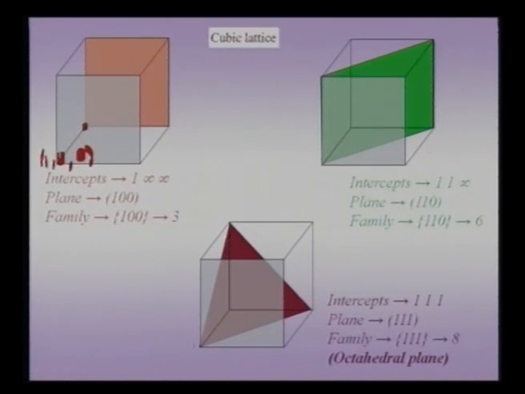The intercepts for this plane are 1, 0, 0 along the x axis, 0, 1, 0 along the y axis, and 0, 0, 1 along the z axis. So, my intercepts are 1, 1, 1, the reciprocal of intercepts will be 1, 1, 1, and therefore, I will put these kind of brackets to show that it is a set of planes and the Miller indices for it. The family of planes will be shown by these brackets, it is 1, 1, 1, and there are 8 members in this family, and therefore, I call this the octahedral plane.